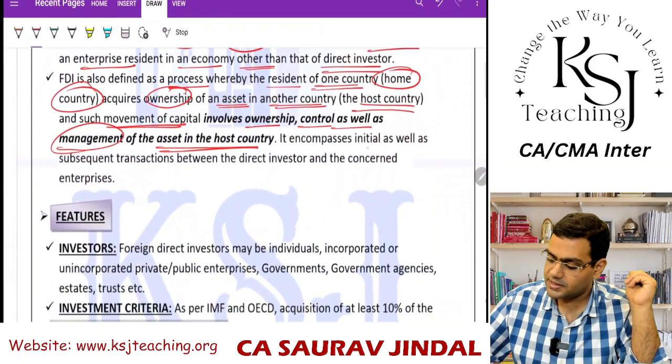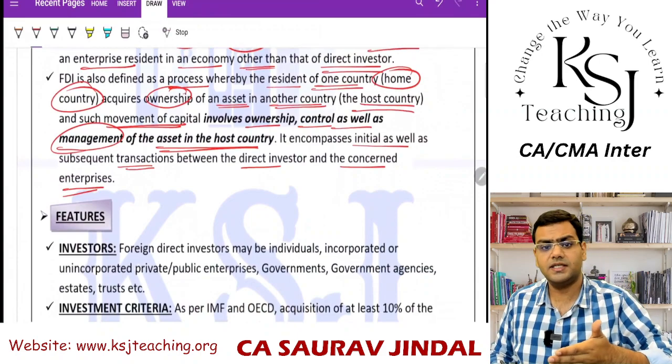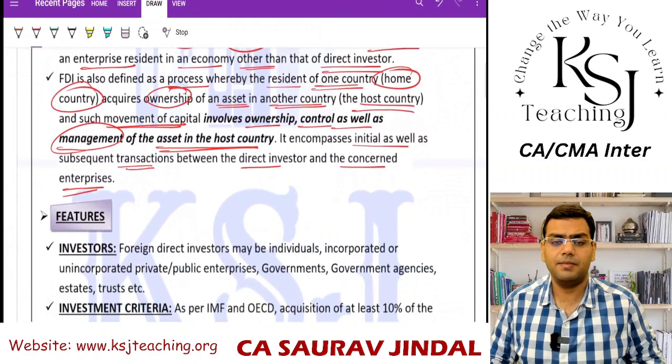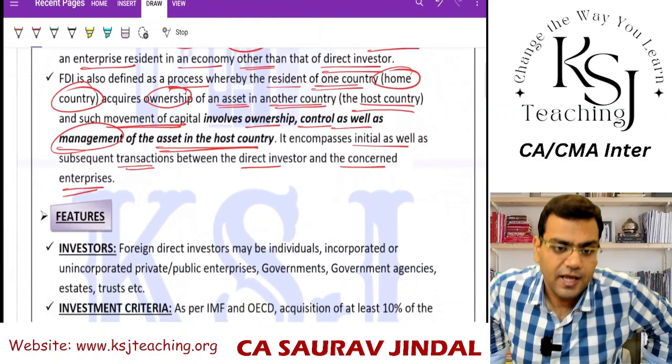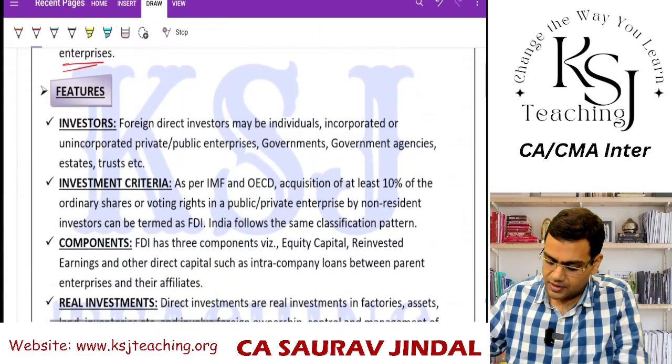It encompasses the initial as well as subsequent transactions between the direct investor and the concerned enterprises. Today also he is buying 10% shares. After, let's say, 1 year, he buys another 10% shares. That will be included in the FDI, the initial transaction as well as the subsequent transactions, right? So what are the features?